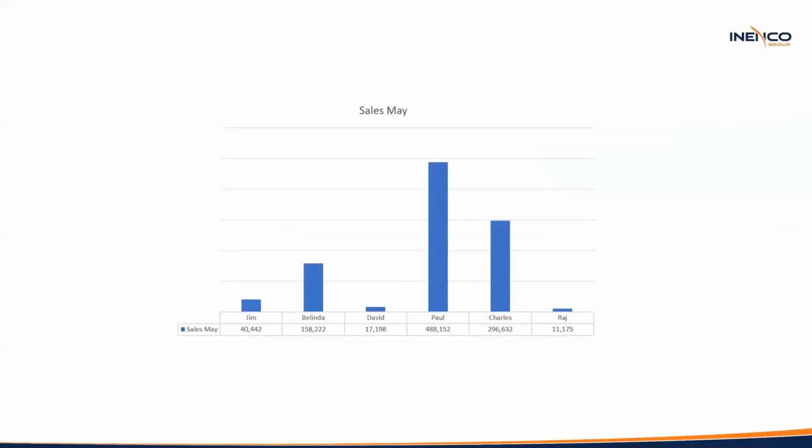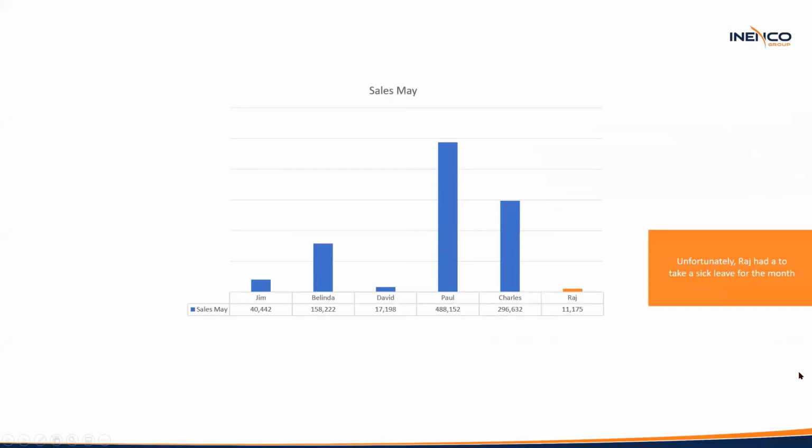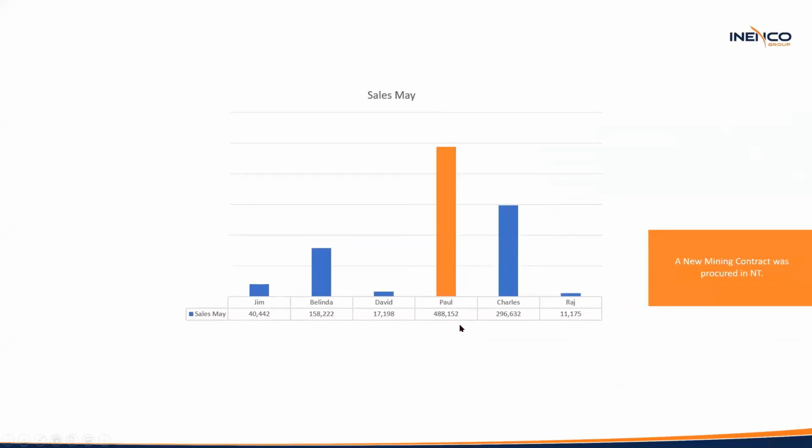So see this chart. Now, if I remember, I was telling you that if I want to present it, I present this as slide 1, and I present this as slide 2. See, I made Raj's bar orange, and I said, unfortunately, Raj had to take a sick leave for the month. That's why his numbers were low. And if I want to say why Paul had the highest numbers, I say a new mining contract was procured in Northern Territory, and that's why Paul had high sales numbers.